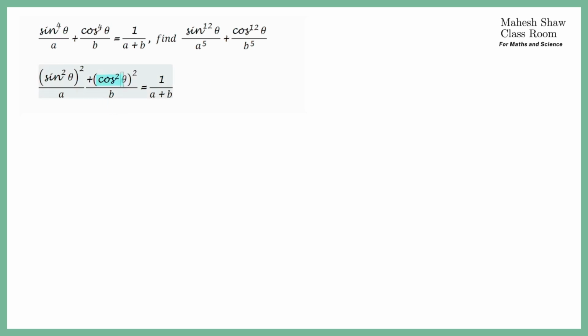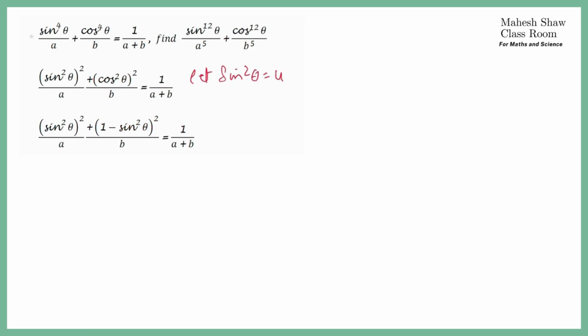Now in the next step, we can write cos square as what? We can write this as 1 minus sin square theta. Next, let us substitute sin square theta as say u. Now replacing sin square theta with u, we get u square, and this as 1 minus u the whole square. Now taking LCM as ab, b multiplied by u square, and then a multiplied with 1 minus u square.